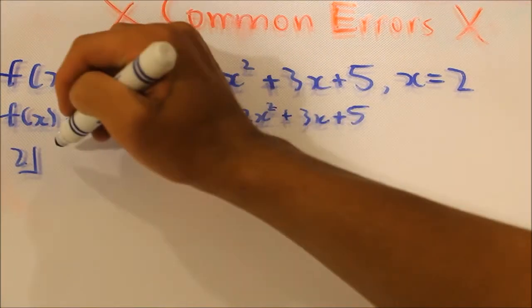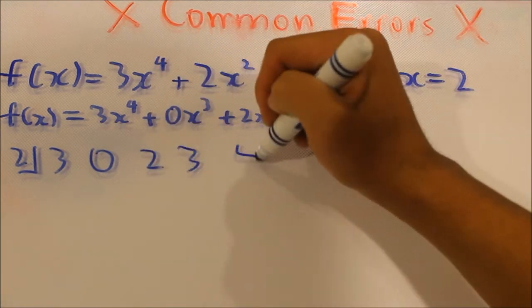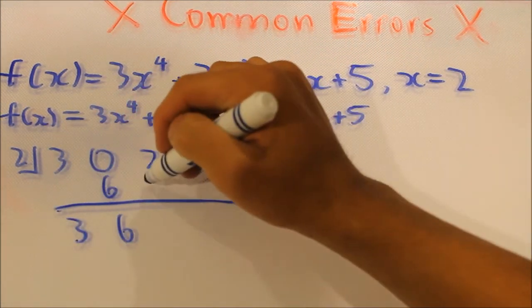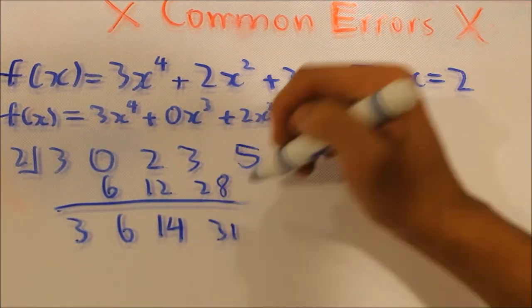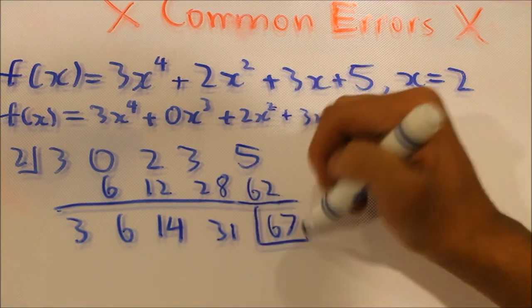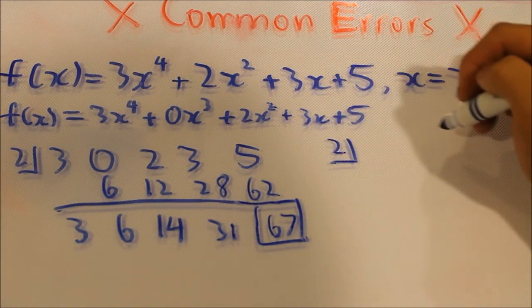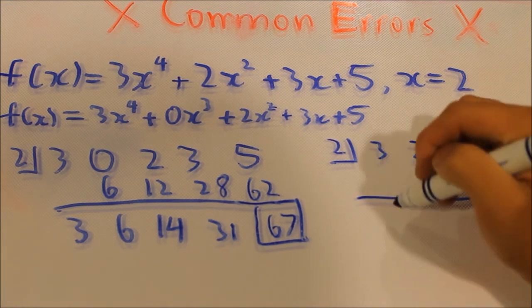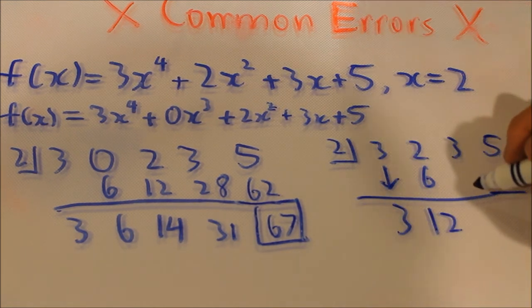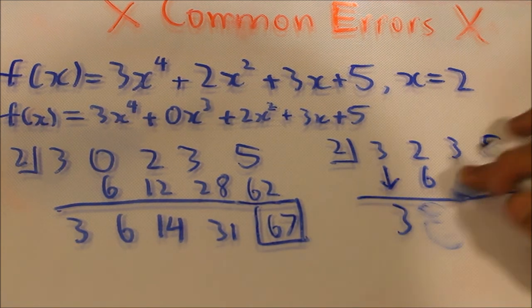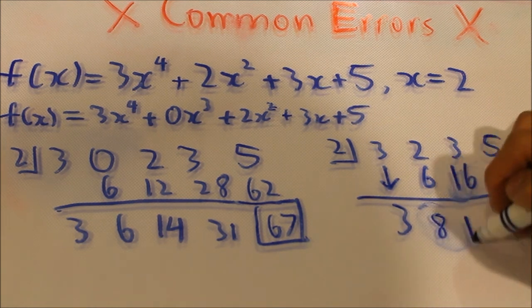As you can see here in the polynomial 3x to the 4th power plus 2x squared plus 3x plus 5, we must substitute 0x cubed as a placeholder, as shown on the right. Forgetting to input 0x cubed will result in a completely different answer.